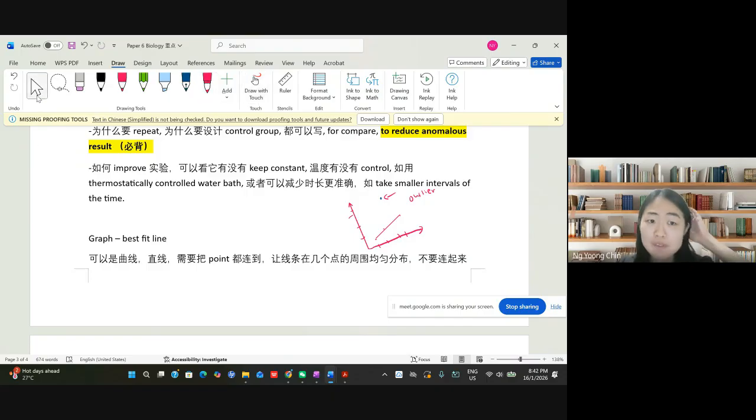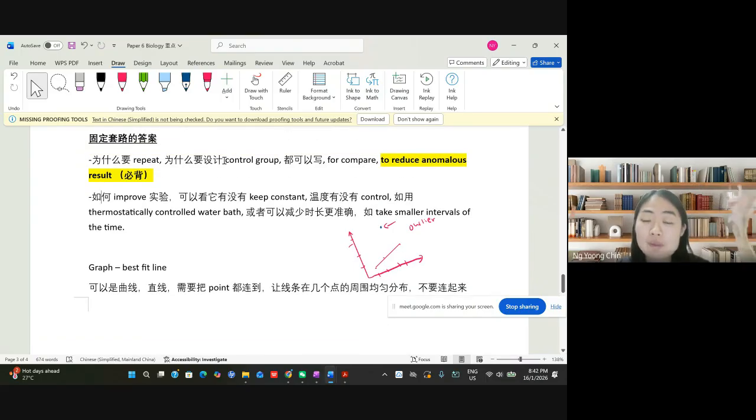So that's very important: if the question asks you why you need to repeat the experiments, it's because you want to reduce the anomalous result. Just write this. Or if they ask why you want to use a control group, this is the reason. And then how you can improve the result: if you want to control temperature, you use a water bath. Or if you want to improve the calculation for the time, you can take a smaller interval of time.